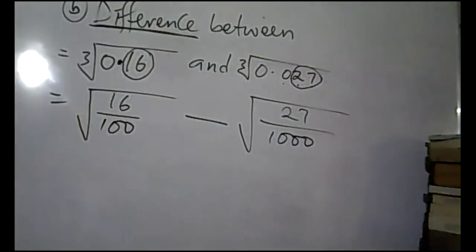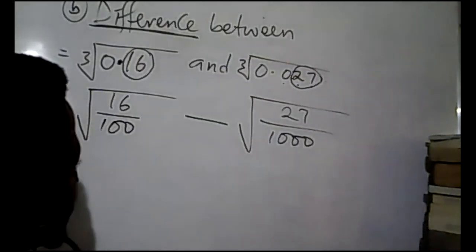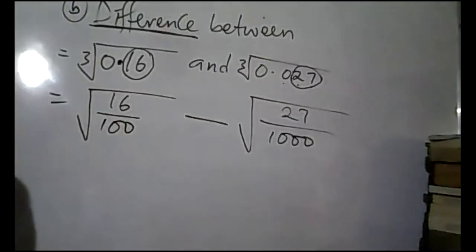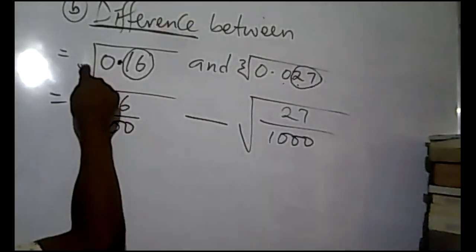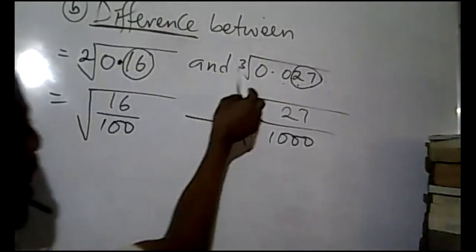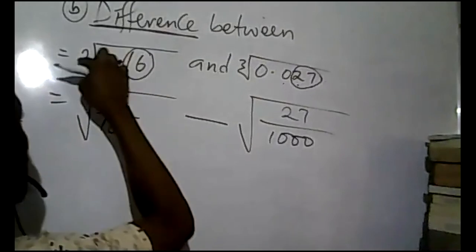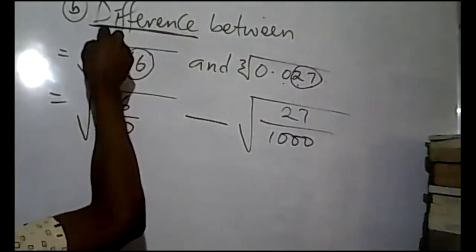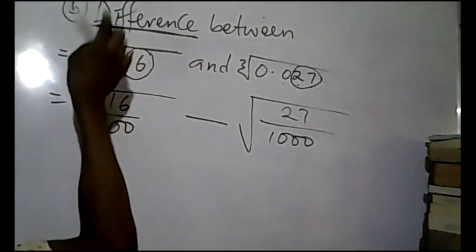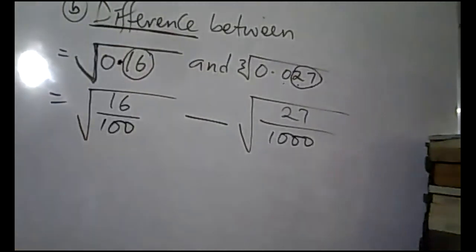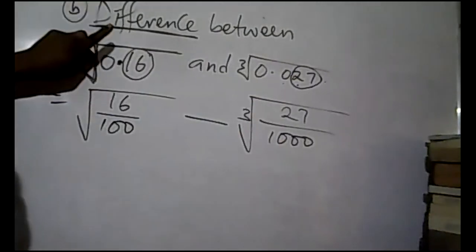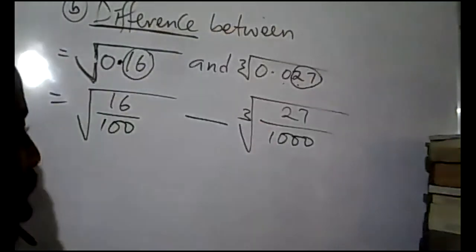Are you following? Now, I think there is a mistake. This is supposed to be square root, okay? The square root of this, and the difference between the square root of this, there's no 2 here. Don't ever make that mistake of putting 2 here. We don't put 2. For cube root, we only put 3. So, the difference between the square root of this and the cube root of that. I hope that is clear.